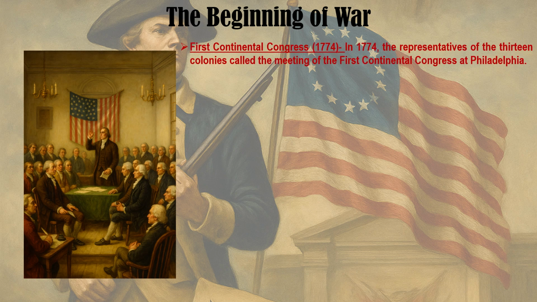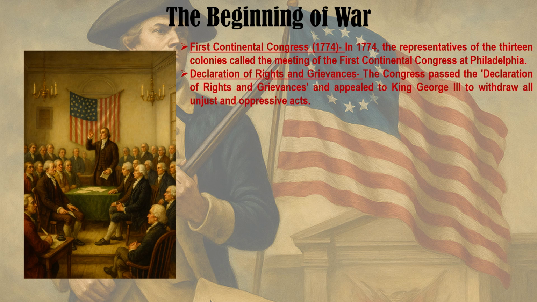So, the First Continental Congress in 1774: the representatives of the 13 colonies called the meeting of the First Continental Congress at Philadelphia. So Philadelphia was a place where all the representatives of the 13 colonies met together and formed a union called the First Continental Congress. It happened in 1774. The Congress passed the Declaration of Rights and Grievances and appealed to King George III to withdraw all unjust and oppressive acts.